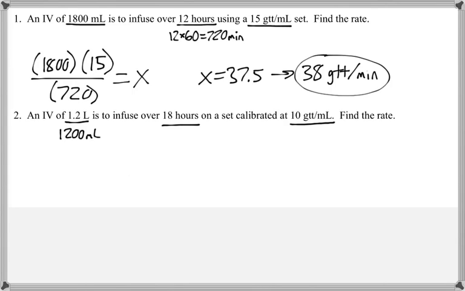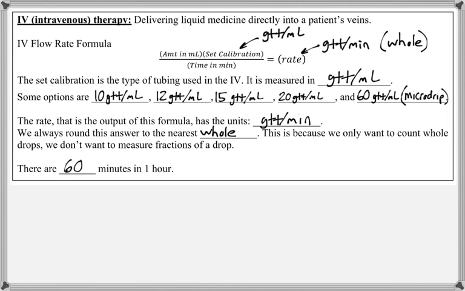And then the time needs to be in minutes. So I need to convert 18 hours to 1080 minutes. And then I should be able to plug those numbers into my formula.